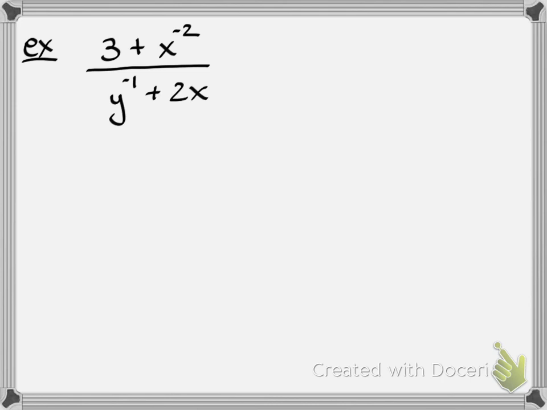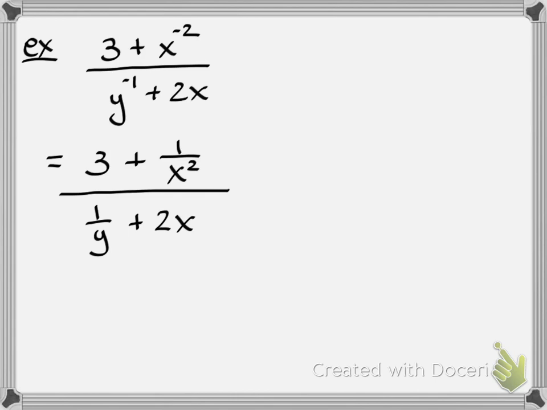So the first thing you want to do is notice that you have negative powers. So you need to rewrite it so that you have positive powers. So it'll become 3 plus 1 over x squared all over 1 over y plus 2x. Now you make the 3 a fraction, make the 2x a fraction, because we need to add fractions, so we need a common denominator. I think this time I'll get the common denominator of the x squared.